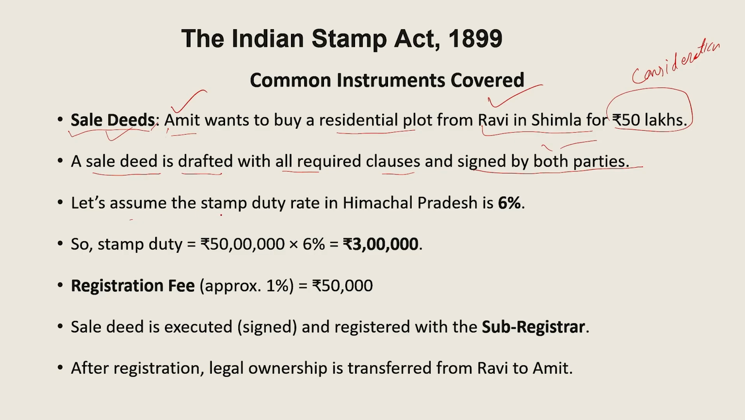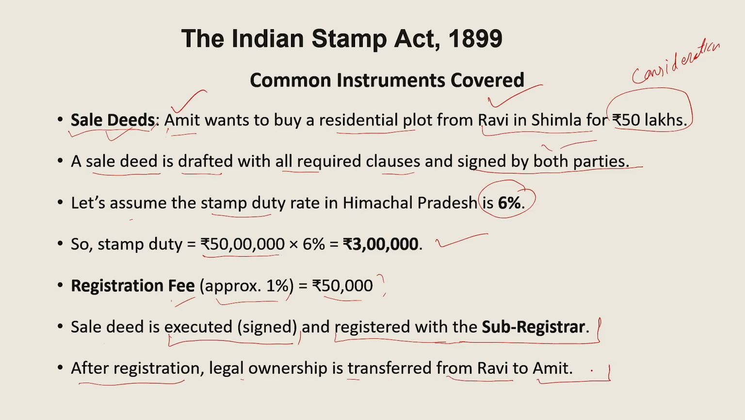Now let us assume that the stamp duty rate in Himachal Pradesh is 6%. So the stamp duty is 50 lakh multiplied by 6%. Now this will be 3 lakh rupees. And the registration fee, approximately, if it is 1%, then it will be 50,000. So the sale deed is executed, meaning signed and registered with the sub-registrar. We will discuss this further in the Registration Act also. And after registration, legal ownership is transferred from Ravi to Amit.